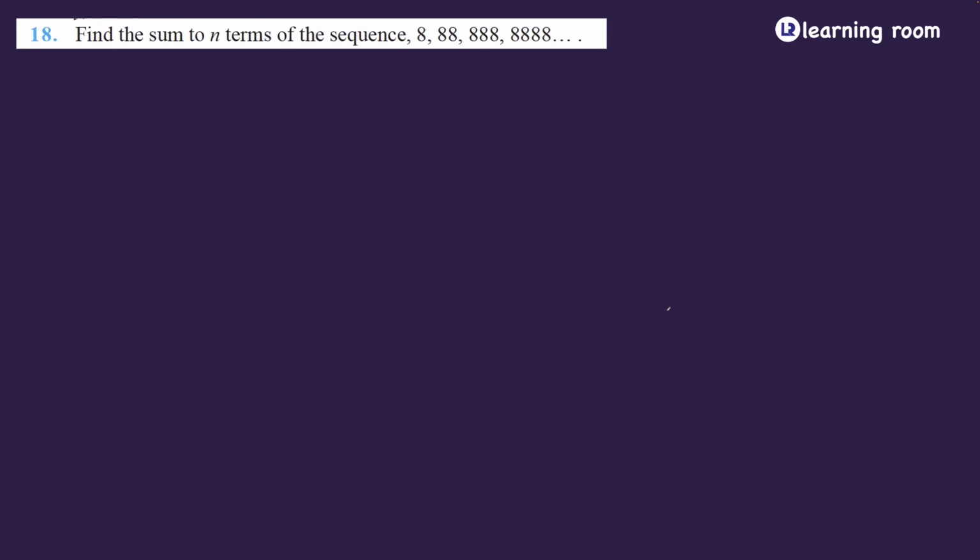Find the sum of n terms. Right. So the 18th question is, find the sum of n terms of the sequence 8, 88, 888, 8888, and so on. Sn is equal to how much? 8 plus 88 plus 888 plus 8888, and so on. Right. What are we supposed to do?